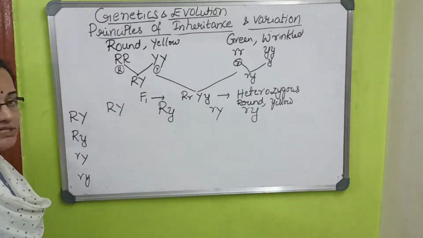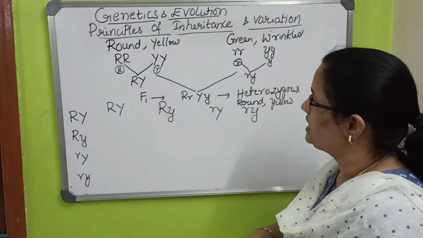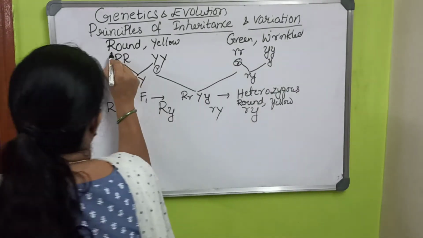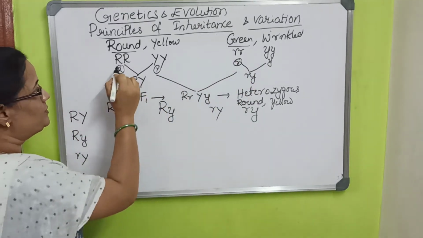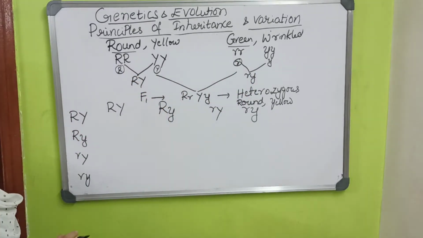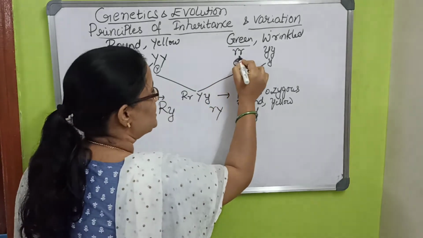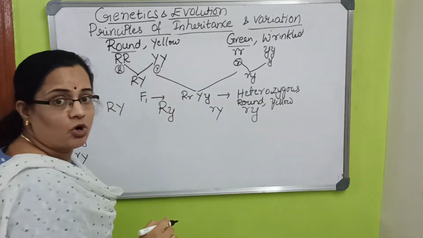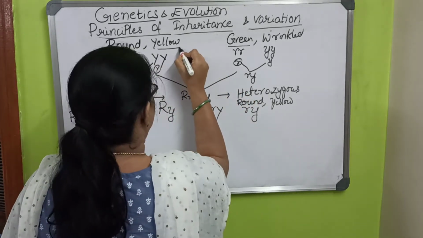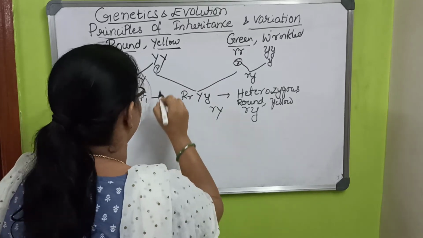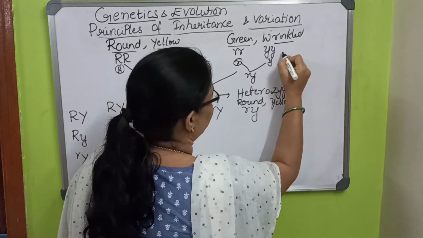The next topic is the dihybrid cross. Here Mendel has taken round seeds and green seeds. Round is the dominant, which is capital R, capital R. Green is the recessive, which is small. And yellow is the dominant character, which I have drawn as capital Y.